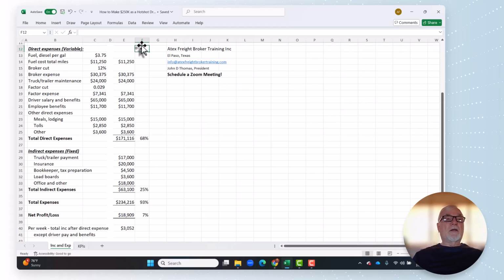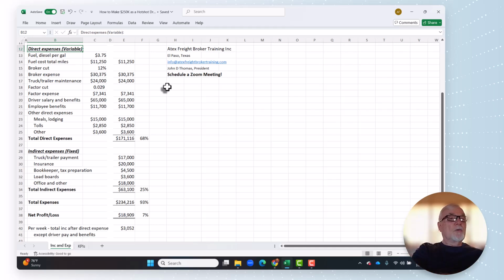So let's get started here. I'm going to point out that in this template, you're going to see there are direct expenses, which are sometimes referred to as variable, and indirect expenses, referred to as fixed expenses. Direct expenses are those expenses that occur when your wheels are turning. If you're out on the road making money, you're going to have expenses.